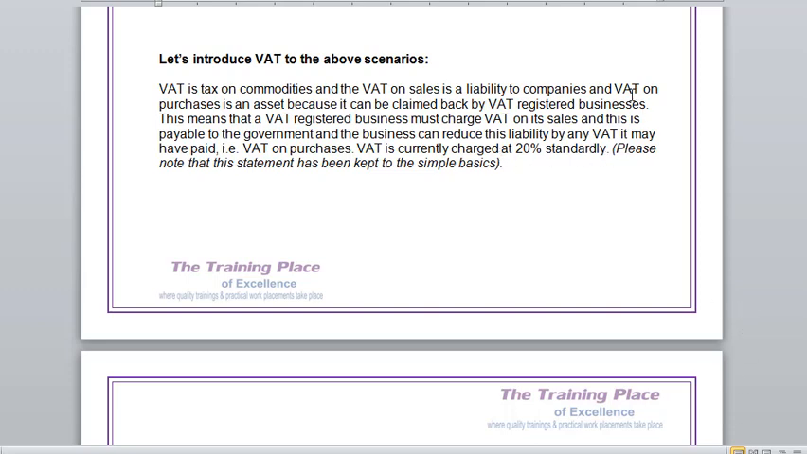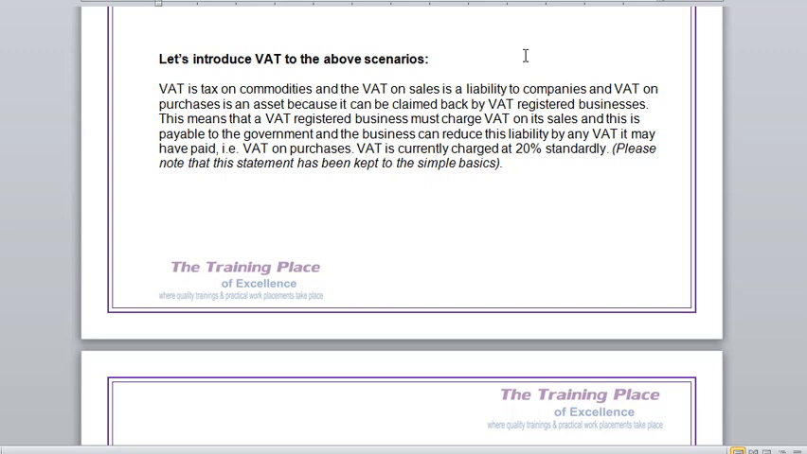VAT on purchases is an asset because it can be claimed back by a VAT registered business. This means that a VAT registered business must charge VAT on its sales, and this is payable to the government. And the business can reduce this liability by any VAT it may have paid. That is the VAT on purchases.